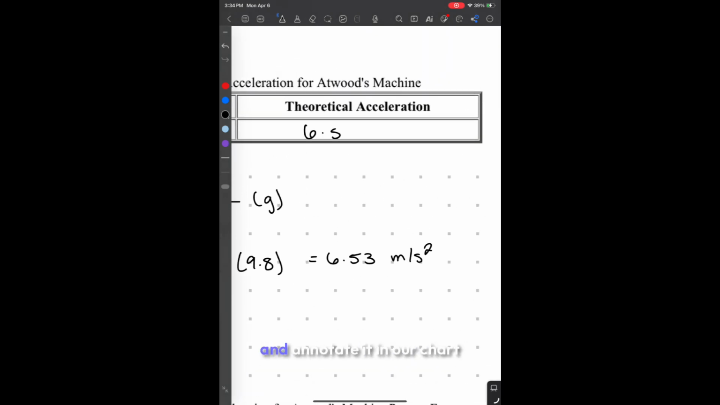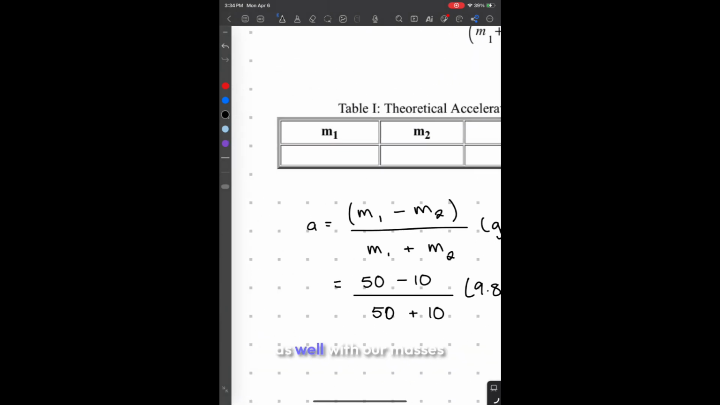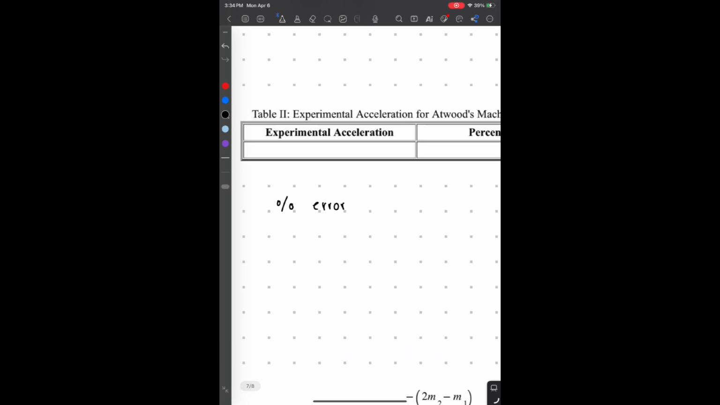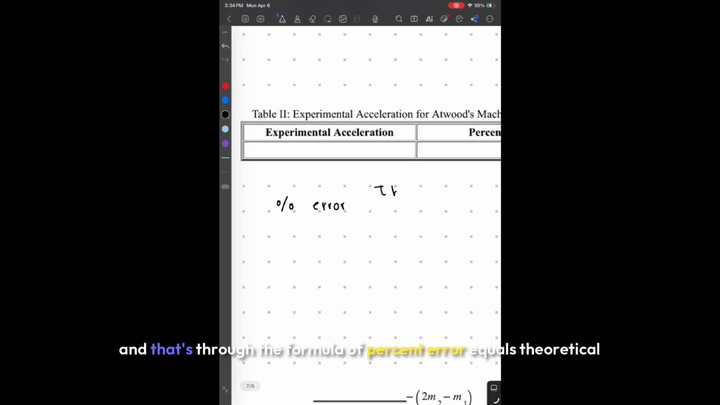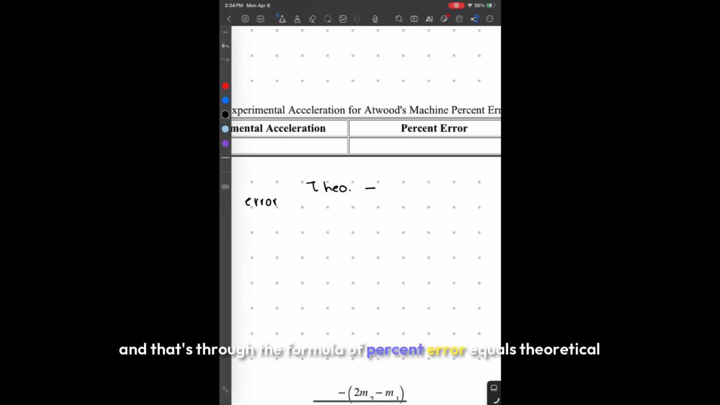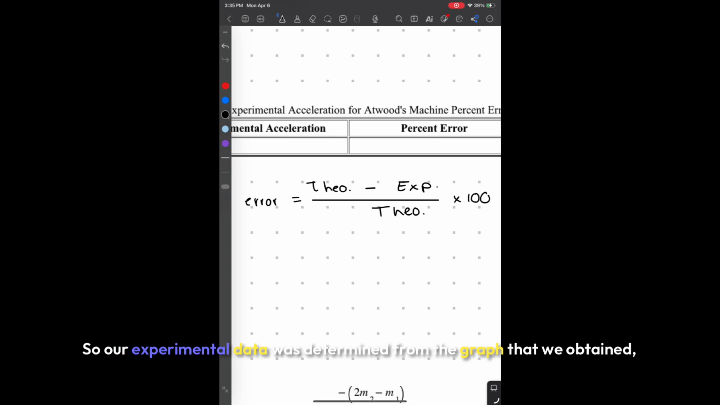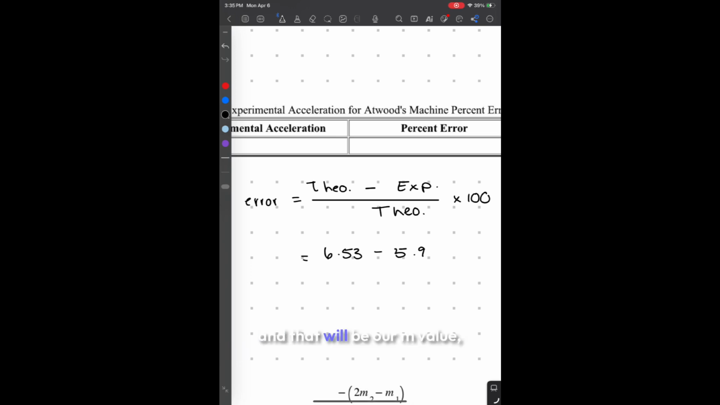Then we're going to annotate it in our chart as well with our masses so that we don't lose track of them. Then our second table is the actual experimental acceleration, and we have to calculate percent error, and that's through the formula of percent error equals theoretical minus experimental accelerations over our theoretical acceleration, once again times 100. So our experimental data was determined from the graph that we obtained, and that will be our m value, which was 5.97.